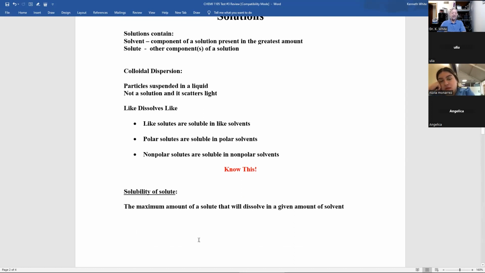Now, I talked about something that at first glance you think is a solution, but it's not. And that's a colloidal dispersion. A colloidal dispersion scatters light. Remember my fancy flashlights. But a solution will let light through. A colloidal dispersion won't let light through. Now, examples of that I don't have here, but I can write down. You should know.